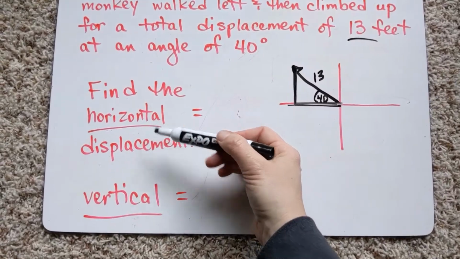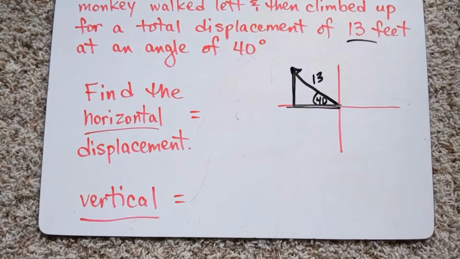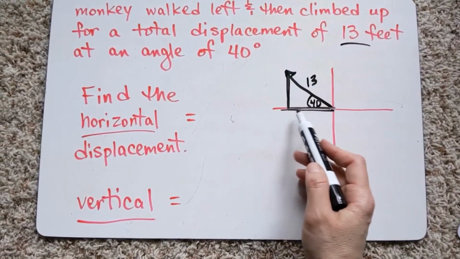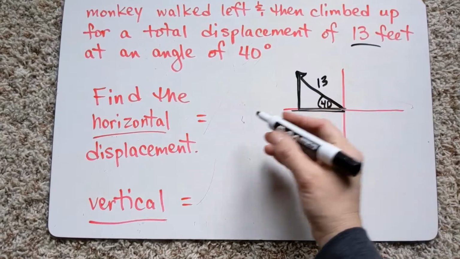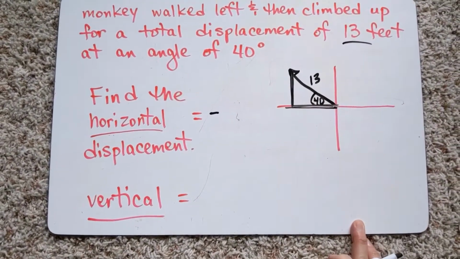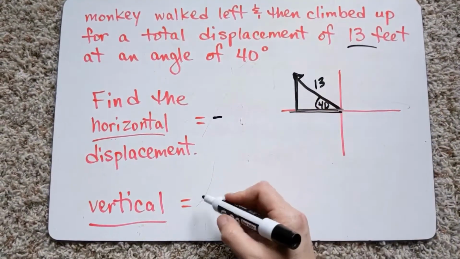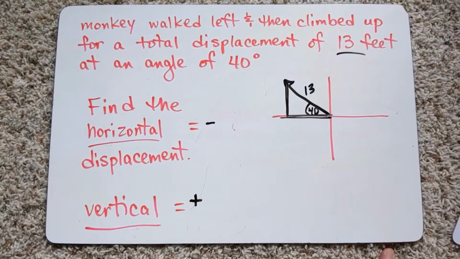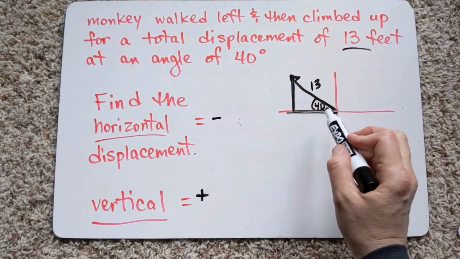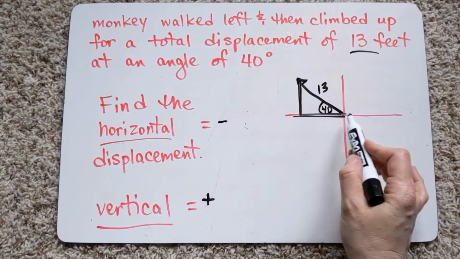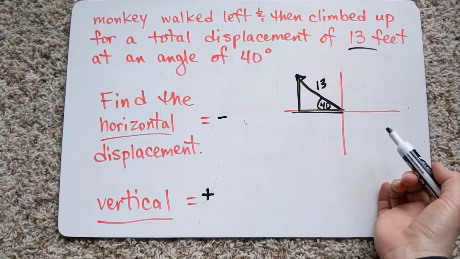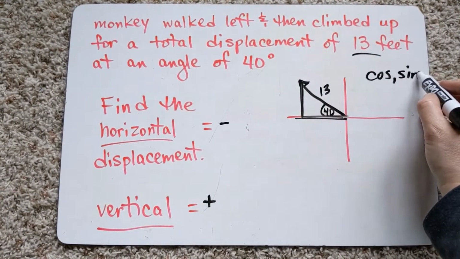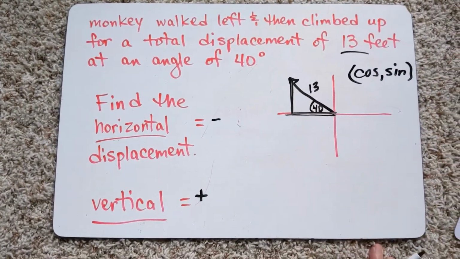They will either ask for the horizontal or the vertical. I'm going to show you how to find both, but they're only going to ask for one. So horizontal is this measurement, and since I went to the left, that's going to be a negative. And then I went up, that's going to be a positive. So be sure to include the positive and negatives in your answers. If you remember from our unit circle, this measurement, your x value, is essentially your cosine, and your y value is sine. That's why we wrote it like that in our unit circle.